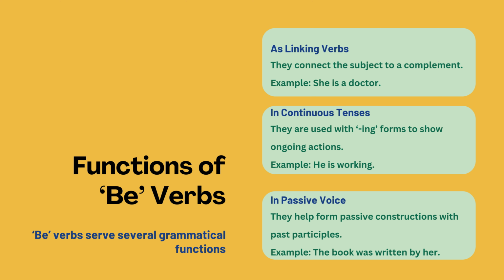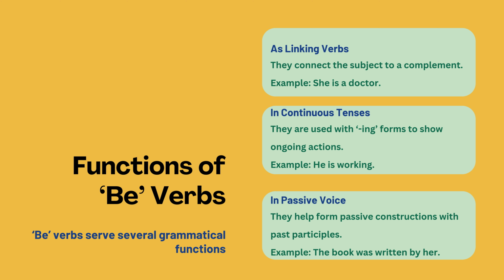2. In continuous tenses, be verbs are used with the ing form of the verb to show actions that are ongoing or in progress. This is a hallmark of continuous or progressive tenses. Example: He is working. In this sentence, is, the be verb, combines with working, the present participle, to describe an action that is happening right now.